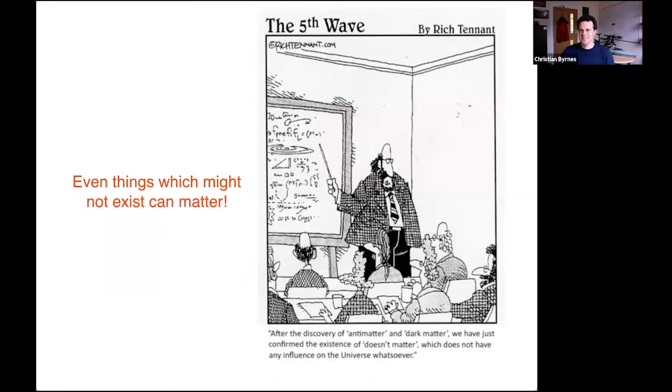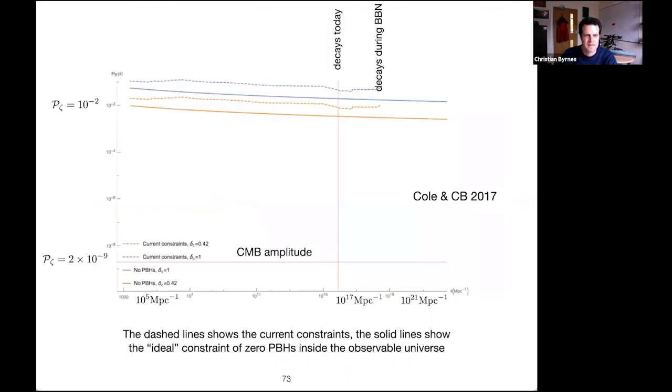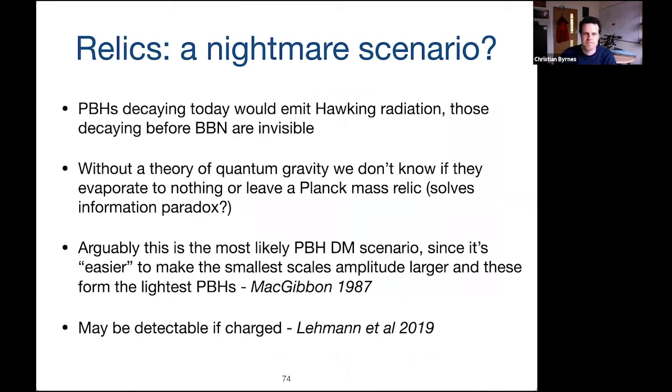So even things which might not exist, such as primordial black holes, can matter. Because if the power spectrum was too large, they would have formed, and then we would have seen them. So the inference from their non-existence is still an important physical conclusion. I think I'll skip this in view of the time. You can ask questions in the office hour.